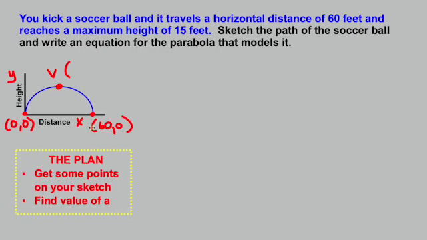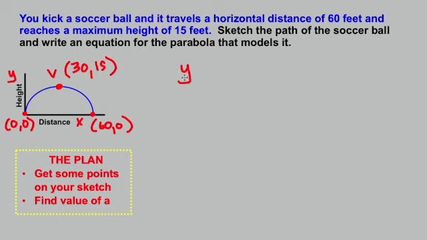Halfway between 0 and 60 would be 30. And then we know that it reached the maximum height of 15 feet. So it's going to be 30, 15. These are the 3 points that we're about to use to go ahead and create our equation. So let's go ahead and set up this first one here.